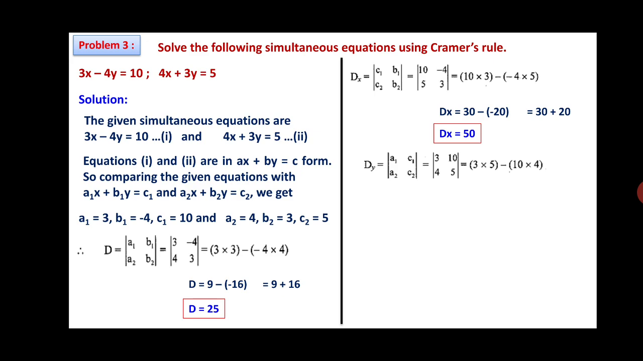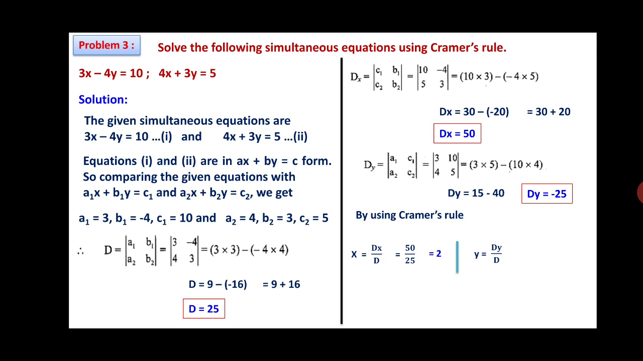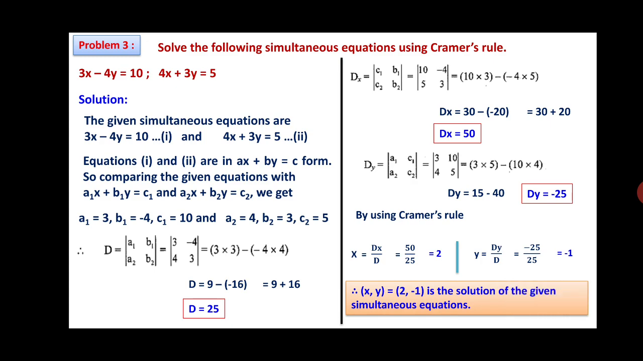dy is equal to a1 a2 c1 c2, which will be 3, 4 and 10, 5. We are substituting the values of a1 a2 c1 c2. Now we'll do the multiplication, 3 into 5 minus 10 into 4. So dy is equal to 15 minus 40, which will be -25. By using Cramer's rule, we'll get x is equal to dx upon d, which will be 50 upon 25, which is equal to 2. At the same time, y is equal to dy upon d, which is minus 25 upon 25, which is minus 1. Therefore, 2 and minus 1 is the solution of the given simultaneous equations.